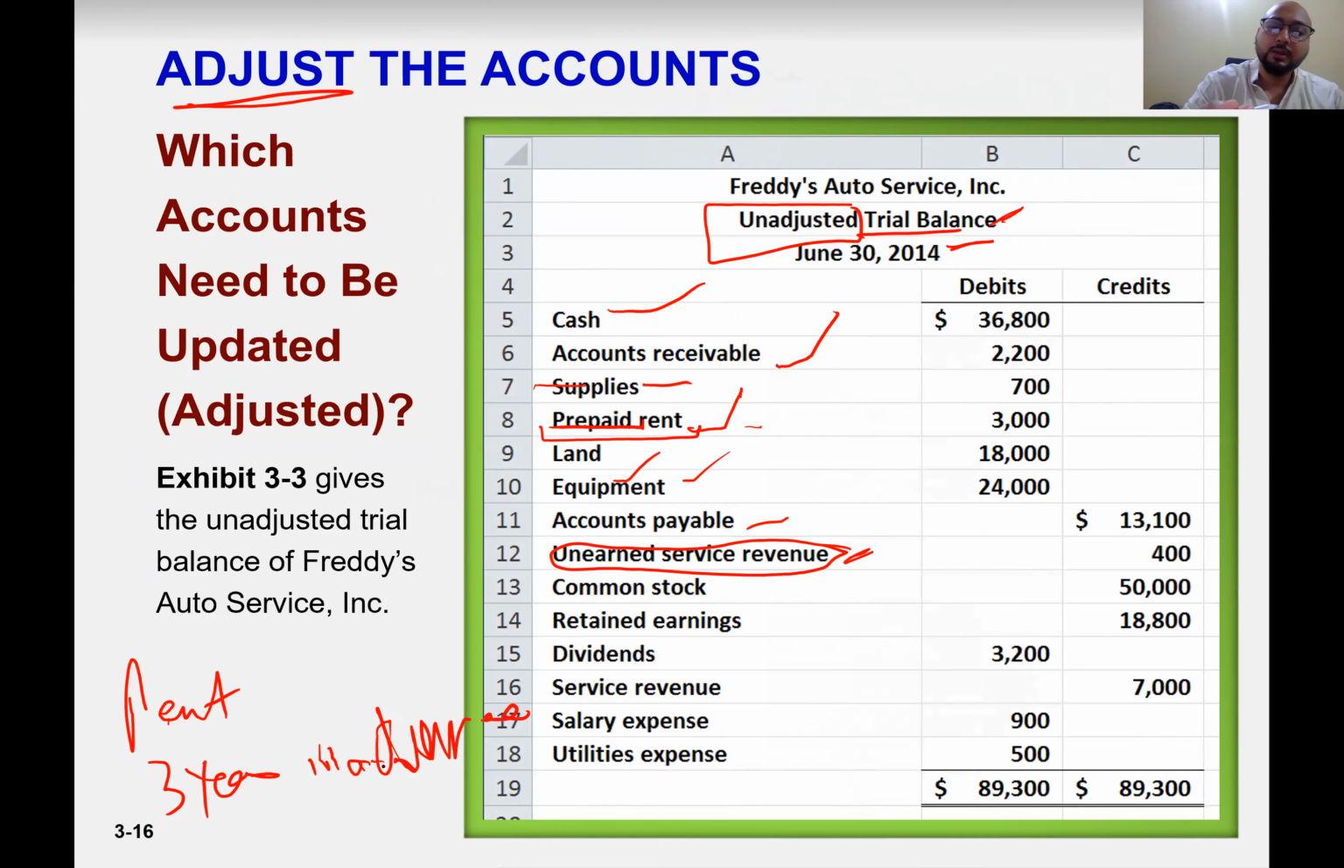Sorry about my writing. 3 years rent in advance. 1 year has gone. So in the balance sheet, 3 years rent is already mentioned here. So it means from the balance sheet, it must be reduced. So you cannot just reduce that, okay, it is 1000, you can reduce that. No, you need to make an entry.